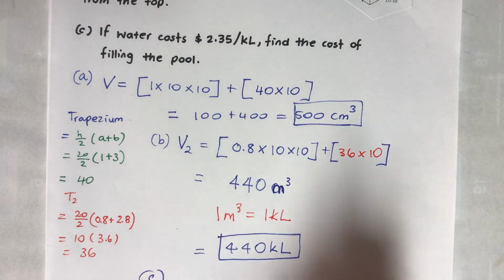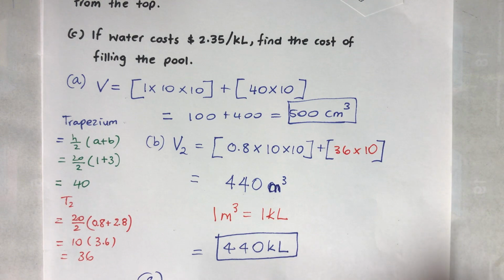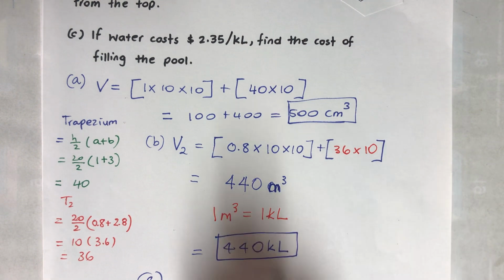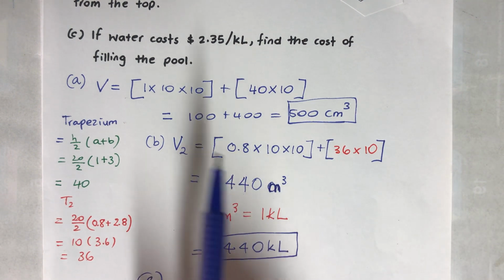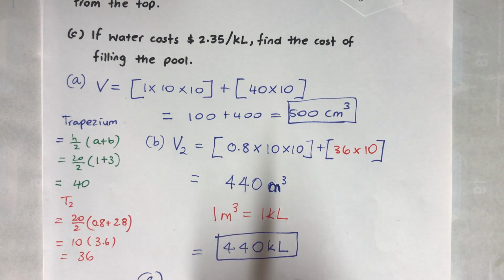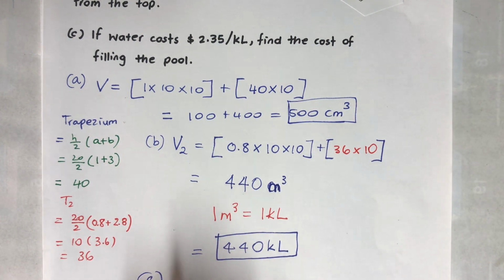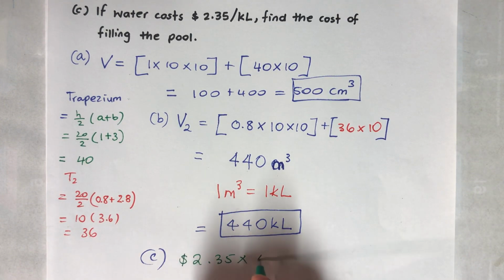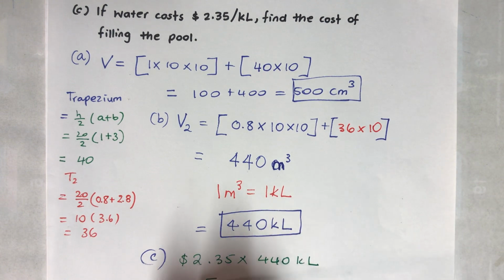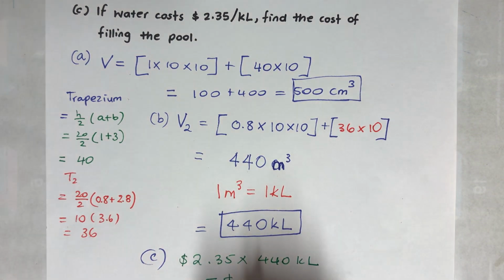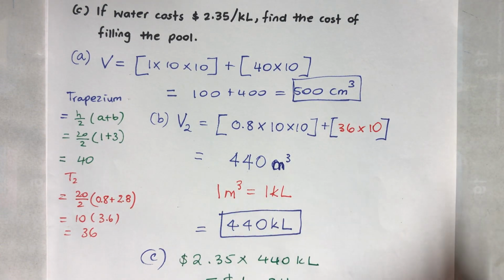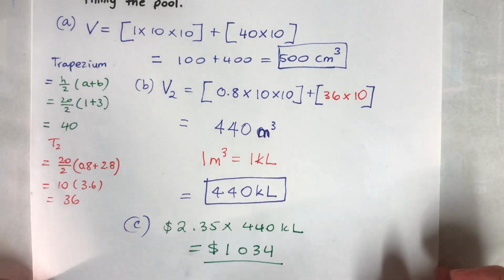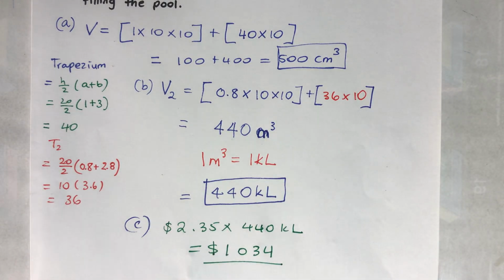Now, part C, it says if water costs $2.35 per kiloliter, how much? What we've got to do is each kiloliter at $2.35, and there's 440 kiloliter. I mean, come on, people, it's not that hard. So it'll be $2.35 times 440 kiloliter, and if you put that in your calculator, how much do you get? $1,034. That's a lot of money, but if you want to have a pool, well, I guess. Okay, so that's it. Well done, people.